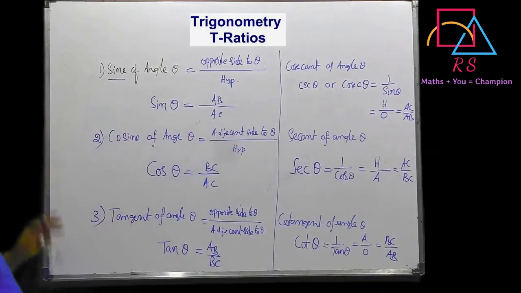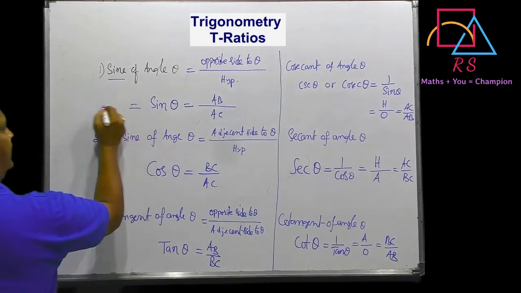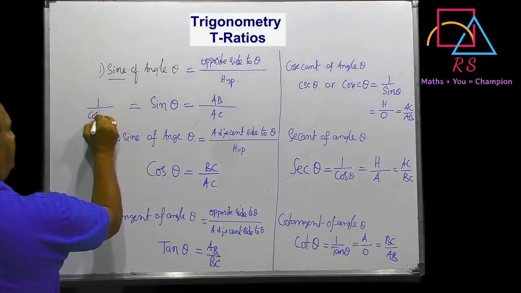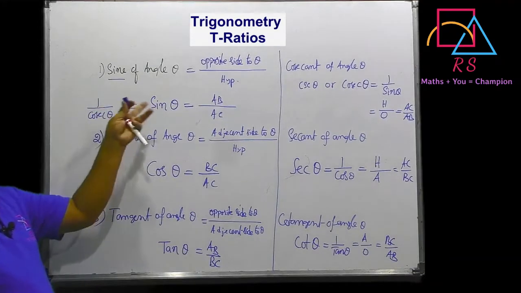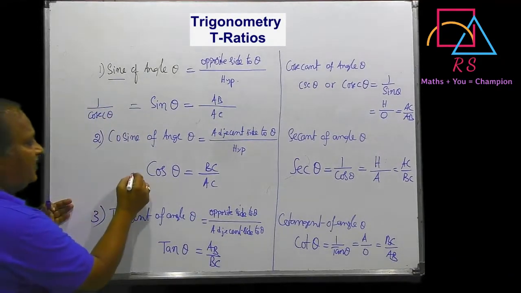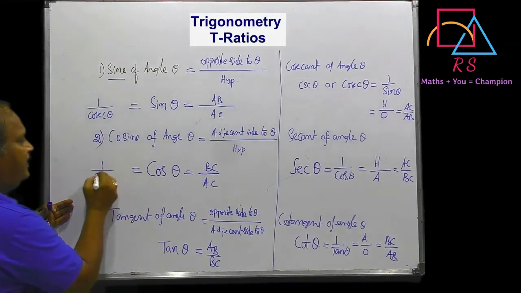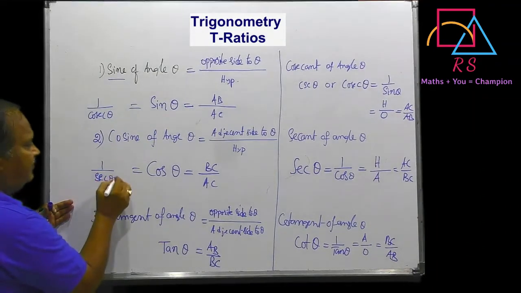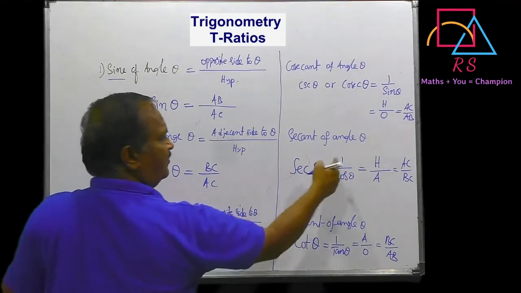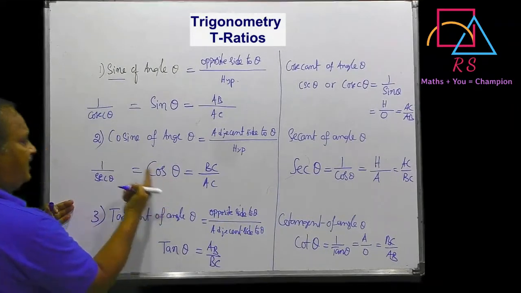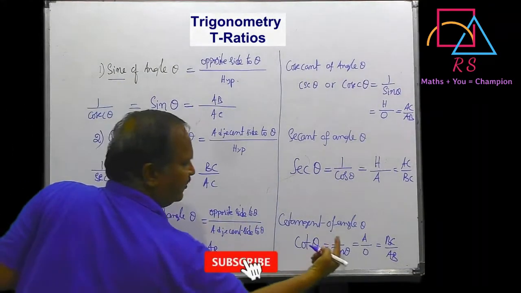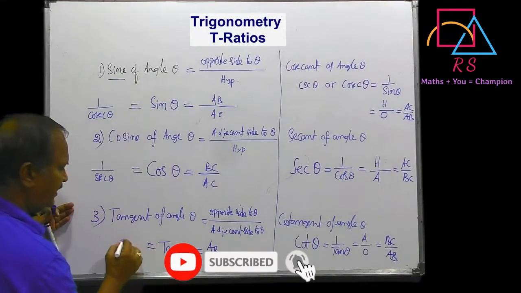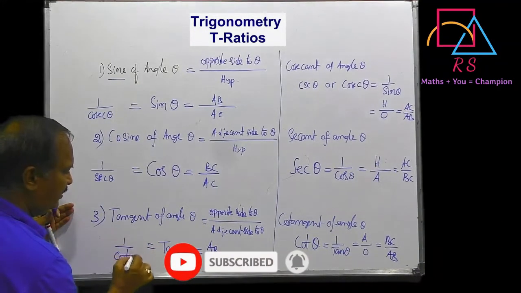In the same way, you can write sin theta is nothing but 1 upon cosecant theta. Both are reciprocals of each other. So, cos theta we can write as 1 upon secant theta. Secant theta is equal to 1 upon cos theta, or cos theta is equal to 1 upon secant theta. Tan theta is equal to 1 upon cot theta.